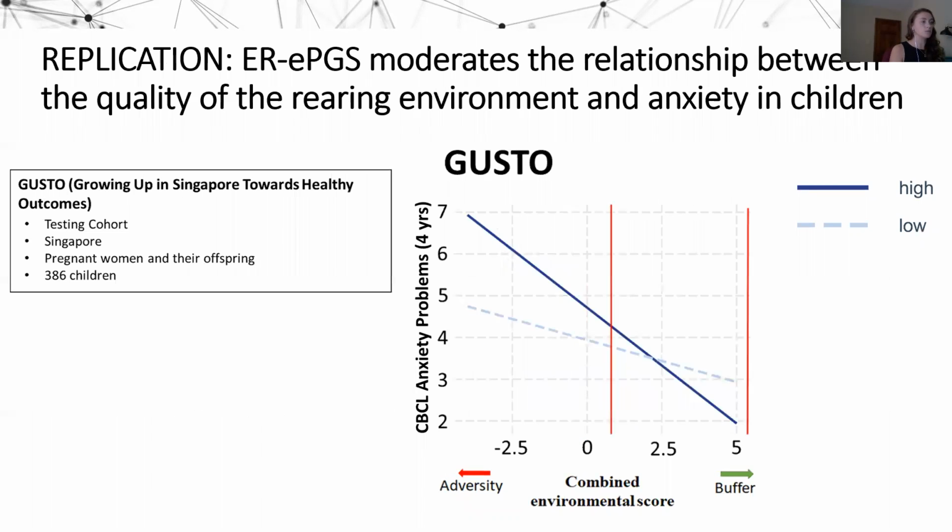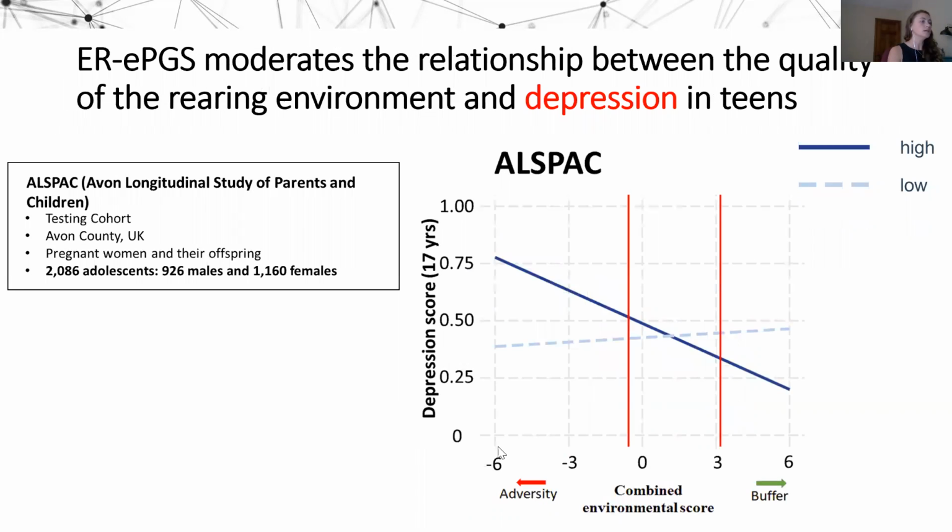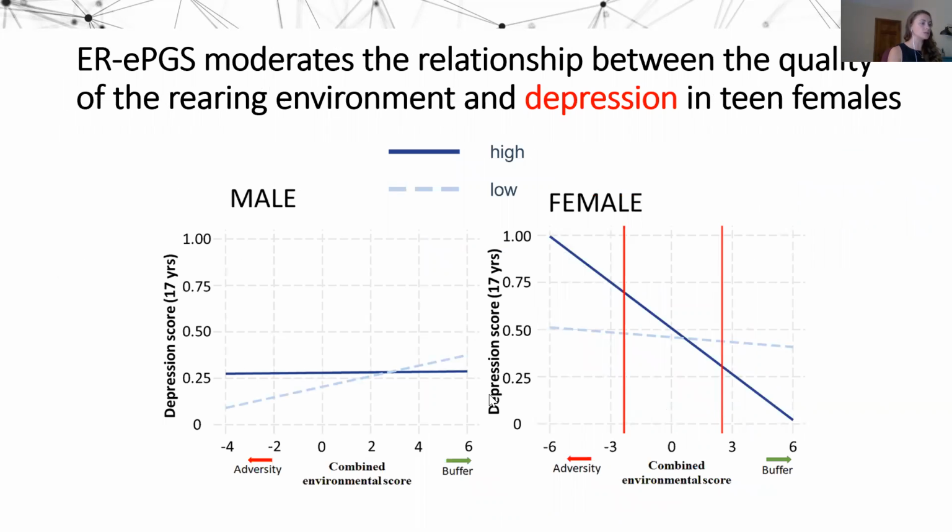That was really interesting, and we replicated this finding in GUSTO, identifying that individuals with a high polygenic score have high anxiety problems in adverse environments, and also have low anxiety problems in buffering environments. When we looked in ALSPAC, we identified that the outcome changed to depression, when the emergence of depression and other psychopathologies arise. Individuals with a high polygenic score had high depression scores in adverse contexts, but low depression scores in buffering contexts. This effect held in females, but did not hold in males in the ALSPAC adolescent cohort.